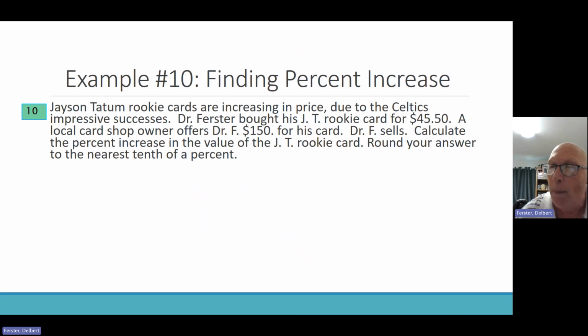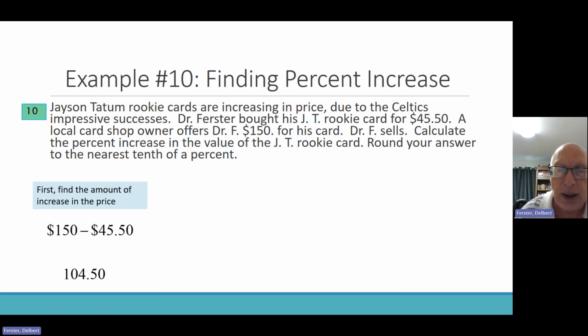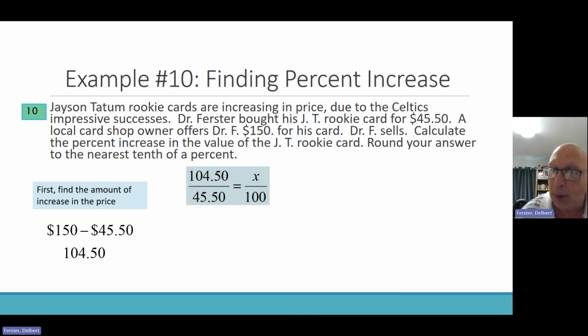Celtic rookie card. Oh, baby, you should hold that thing. All right, bought it for $45.50, sold it for $150. So that's a significant increase. And the increase is $104.50. Remember, when you're doing percentage change, it's relative to the number before the change took place. In this case, that was the $45.50. This one went up in price.